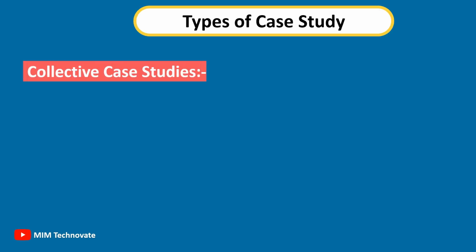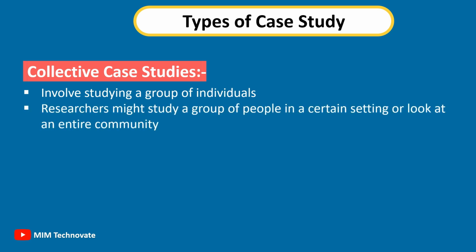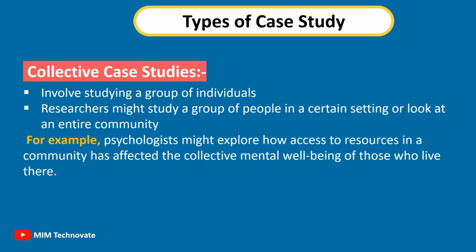Collective case studies. These involve studying a group of individuals. Researchers might study a group of people in a certain setting or look at an entire community. For example, psychologists might explore how access to resources in a community has affected the collective mental well-being of those who live there.